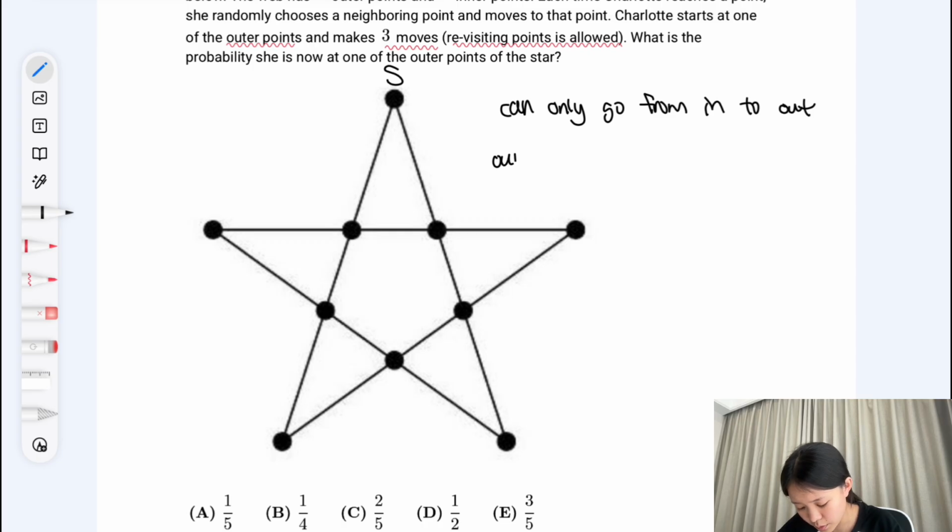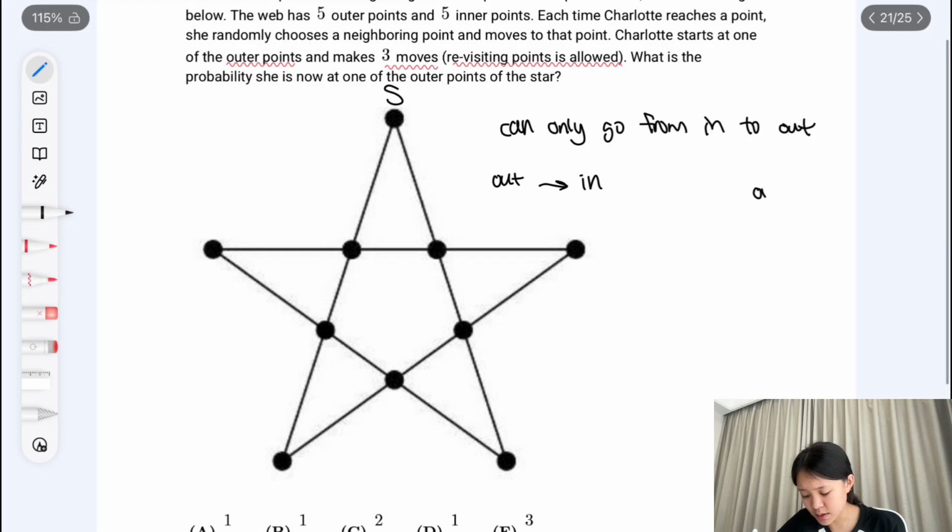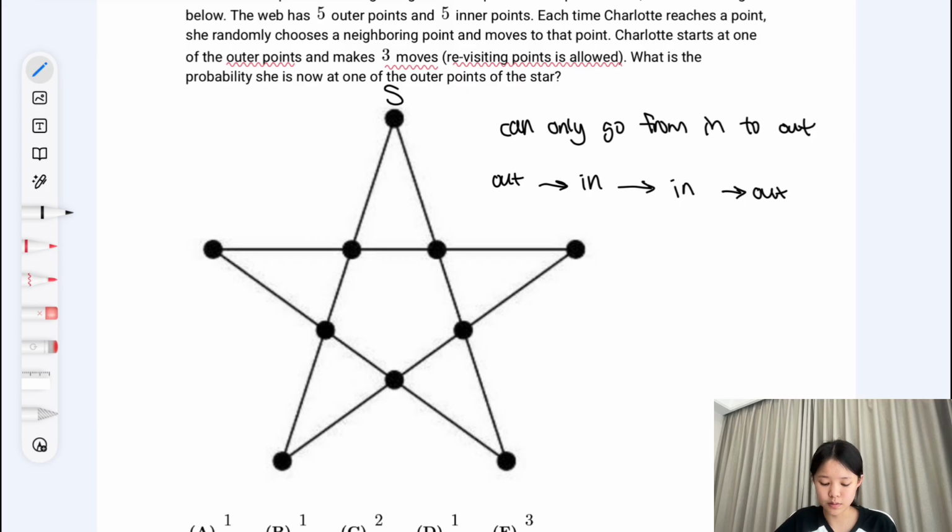she starts at an outer point, then she can only go to an inner point. And from an inner point, she can choose to go to an inner point or to an outer point. But because she wants to reach an outer point as the last position, it means that in the middle, she must go to an inner point. So that tells us a few things, right?